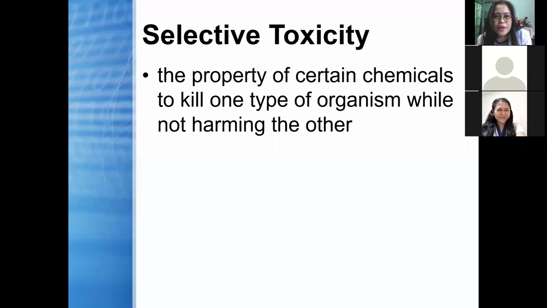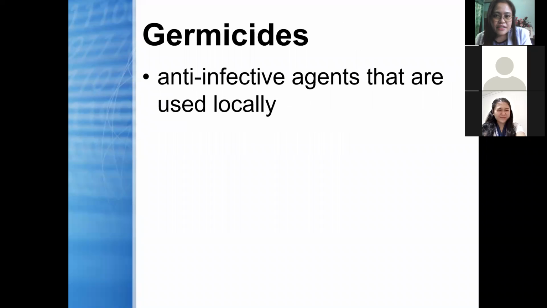Okay, so we are really looking for a drug with this property. We call it selective toxicity. Meaning the chemical should be able to kill or to prevent the growth of one type of organism without harming another organism. So for example, in humans, the chemical should be able to kill the microorganism in the person without harming our cells. That is the ideal, selective toxicity.